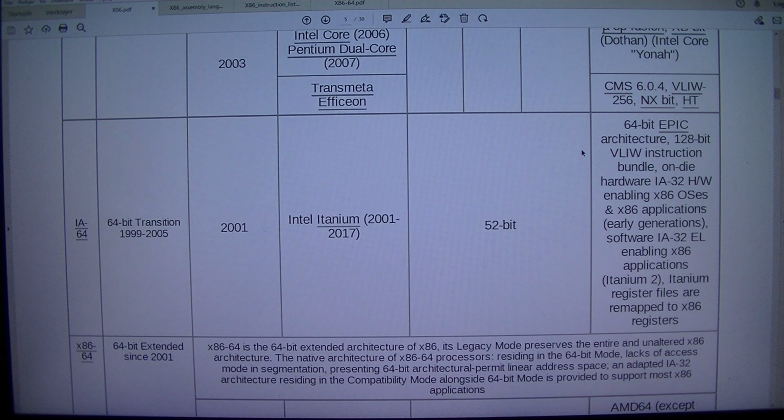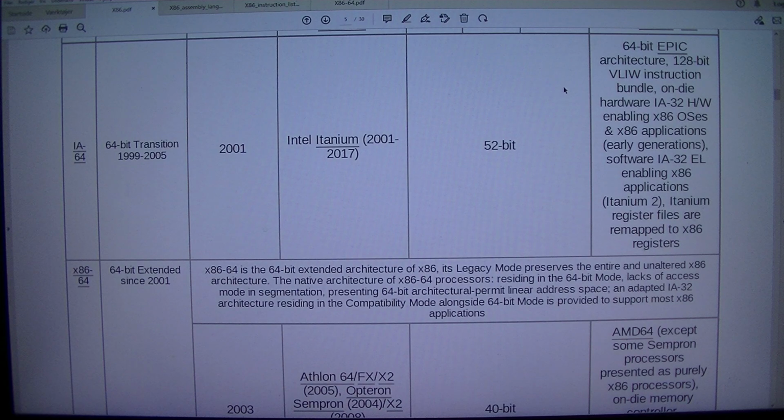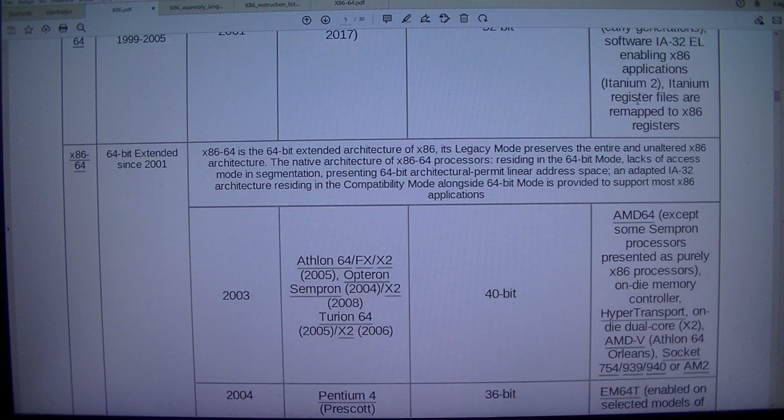1999-2005, 2001 Intel Itanium, 2001 to 2017. 52-bit, 64-bit EPIC architecture, 128-bit VLIW instruction bundle, on-die hardware IA-32 enabling x86 OSes and x86 applications in early generations, software IA-32 enabling x86 applications. Itanium 2. Itanium register files are mapped to x86 registers.